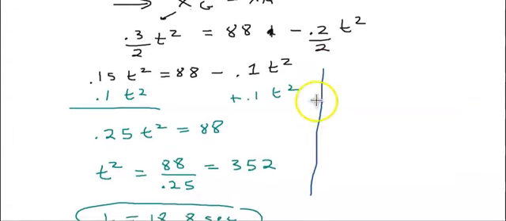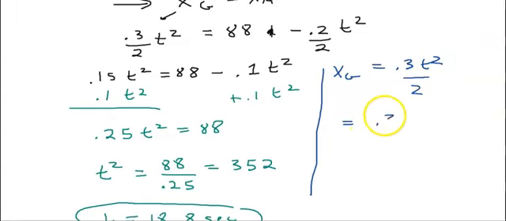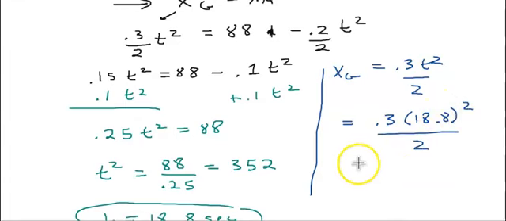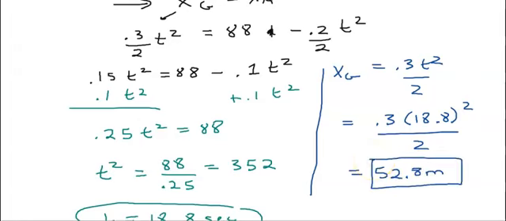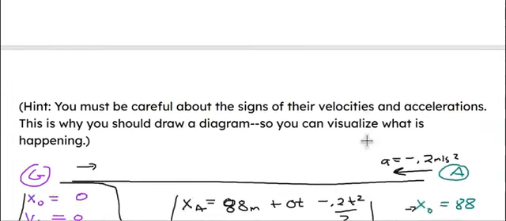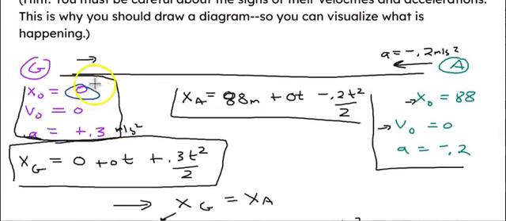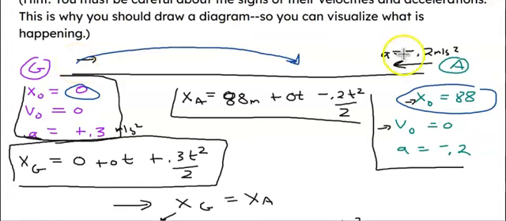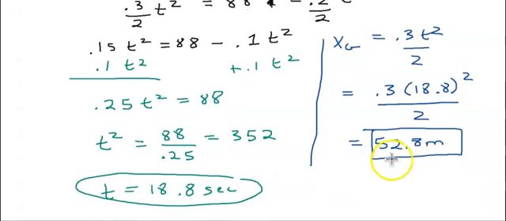So let's check our work. X of George equals 0.3 t squared over 2. So we're going to take 0.3 times 18.8 squared over 2, and you get 52.8 meters. Check your work. Clearly they collided somewhere between 0, where George was, and 88, where Alfred was, right? George was speeding up faster, so the collision should have happened closer to Alfred. Okay, so 52.8, that is where they collide.